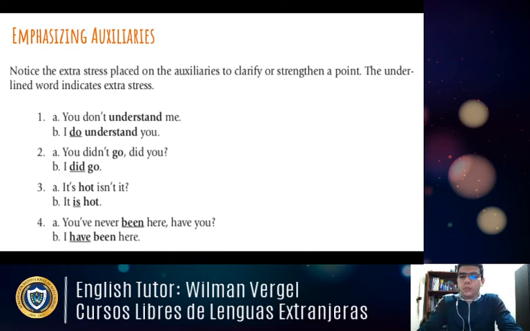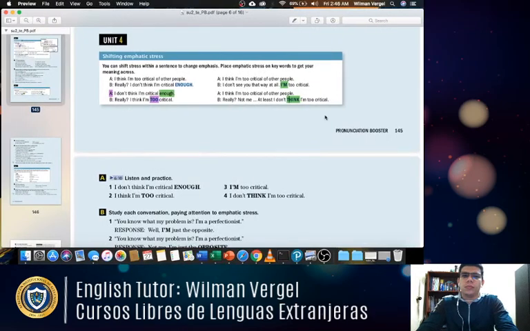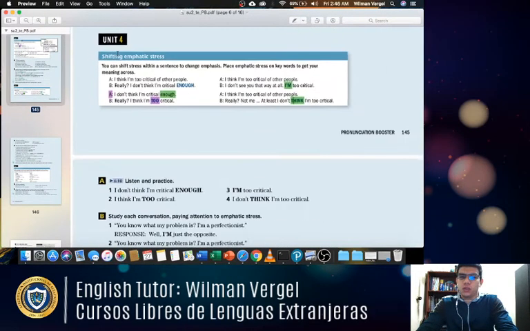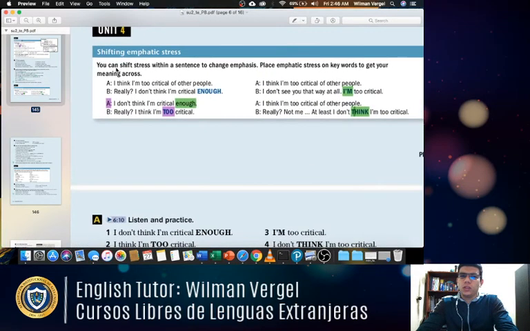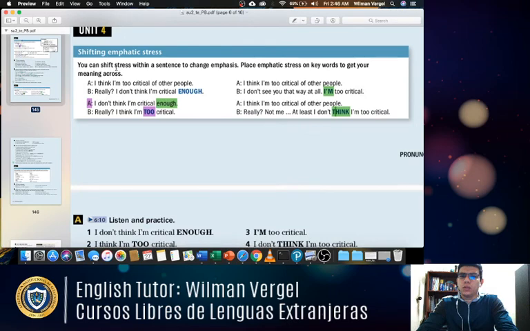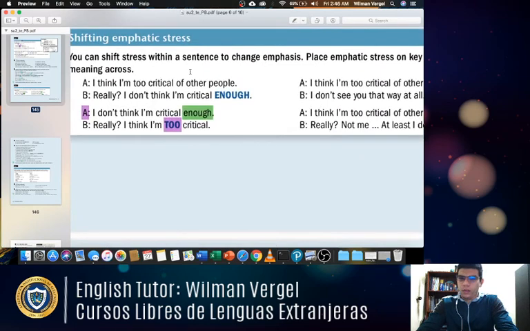Okay, good. So we're gonna go to page 145. It says shifting emphatic stress. This is the pronunciation booster. So it says you can shift stress within a sentence to change emphasis. Place emphatic stress on keywords to get your meaning across. It means to clarify your meaning, the meaning that you want to convey.